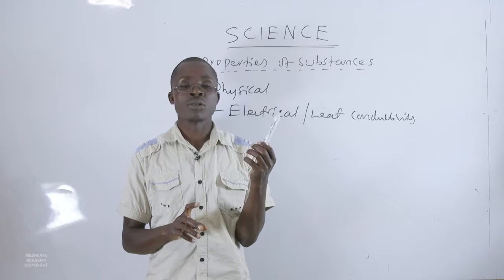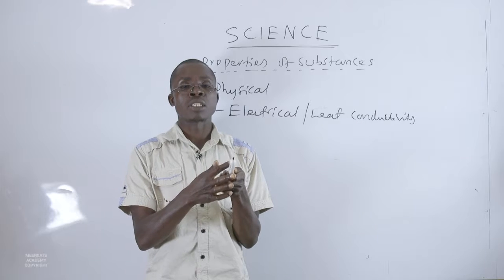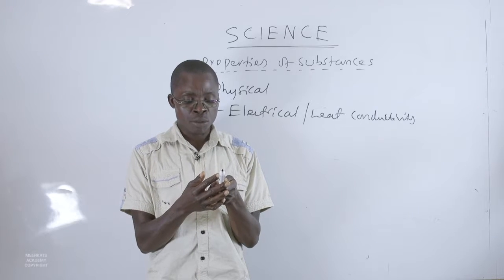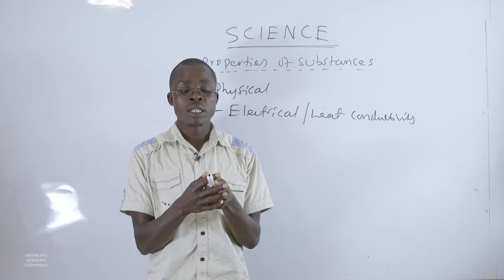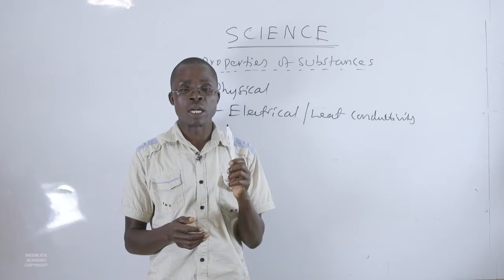An example is this one. This is a plastic material. Can it conduct an electric current? The answer is no, it can't.